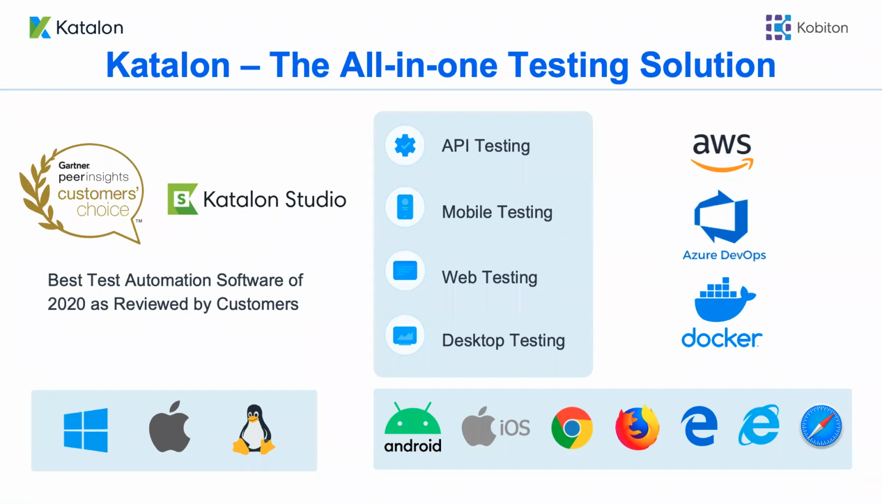So a little bit before we get started and dive into the details, for those of you who are not familiar with Katalon, this is an all-in-one testing solution and platform. Katalon Studio has been consistently rated as the top pick and top test automation software by our users for the last 2 to 3 years. As expected, also towards the end of last year, we were recognized with that award as well.